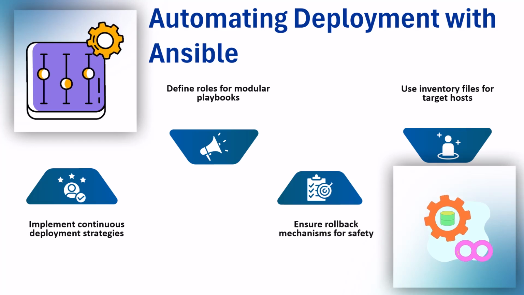Automation with Ansible lets us make deployments effortless. Roles help organize playbooks, so everything isn't jammed into one file. Inventory files define target hosts, because knowing where we deploy is kinda important. Continuous deployment strategies keep updates rolling without manual intervention. And of course, rollback mechanisms, because no one wants a deployment disaster.